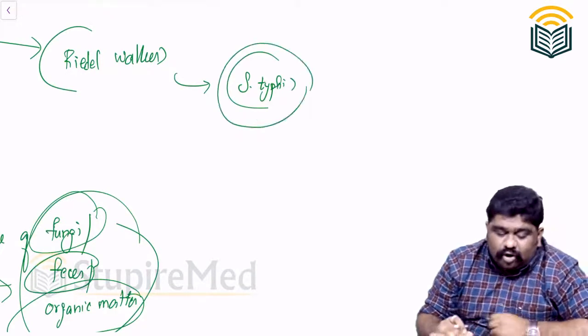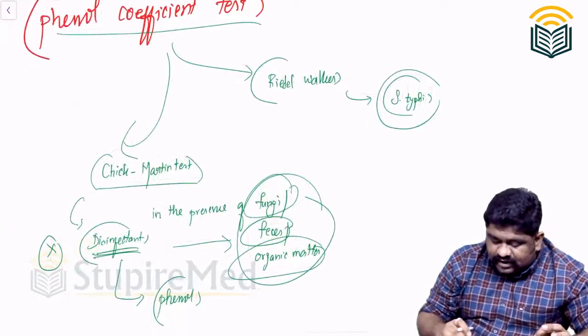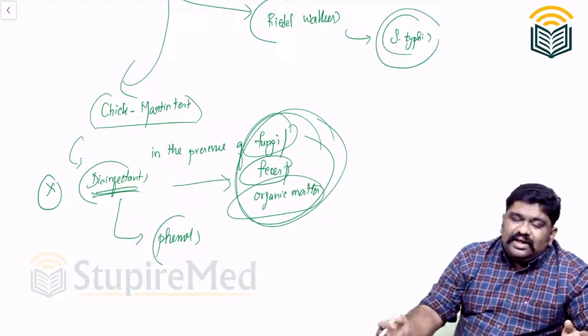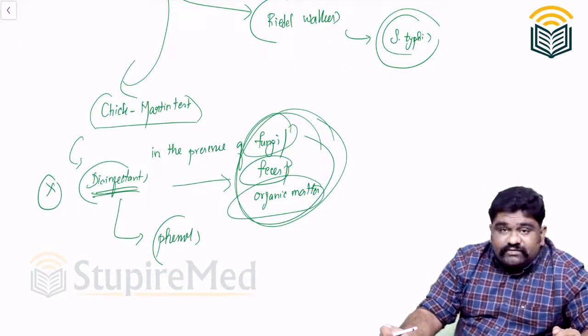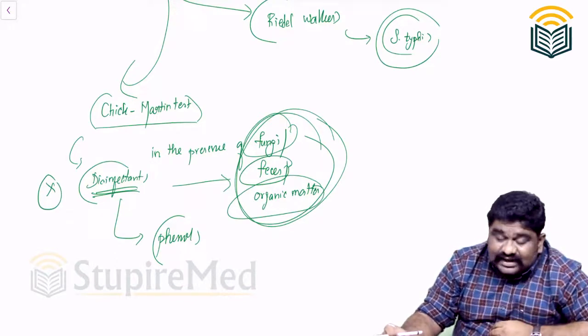Here, I am not bothered about organic material being used or not used. You can use them or not use them. Here, in case of Chick-Martin, you're trying to test the efficiency in the presence of organic material. The other kind of test you can do would be your surface killing test, the surface disinfection test. It can be the surface time kill test.